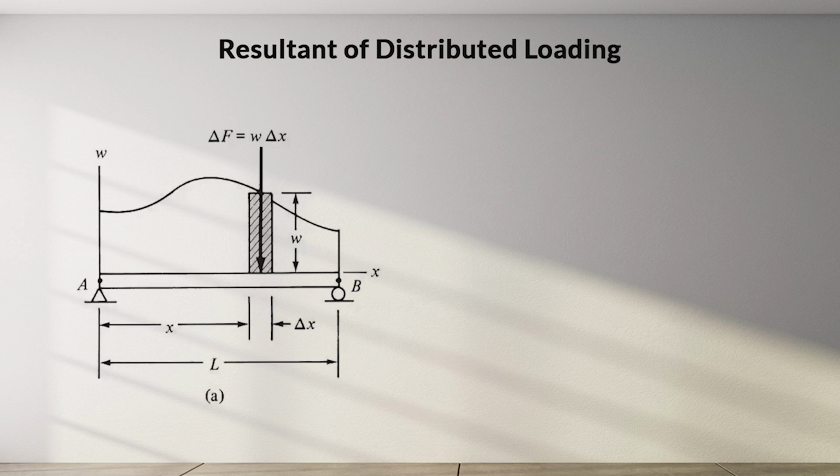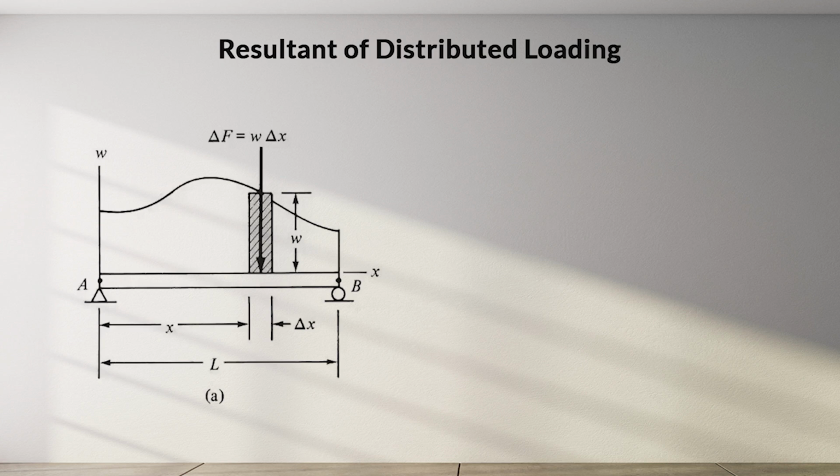Shown in Figure A is a beam with the load curve plotted over its length. Each unit length of the beam supports a load W, which may be expressed in Newton per meter or pound per foot. The area of a typical narrow strip of width delta x under the load curve is W delta x and is equal to delta F, which has units of force.